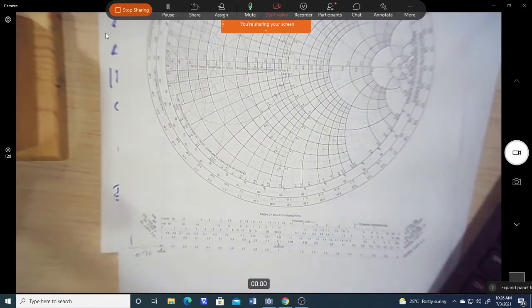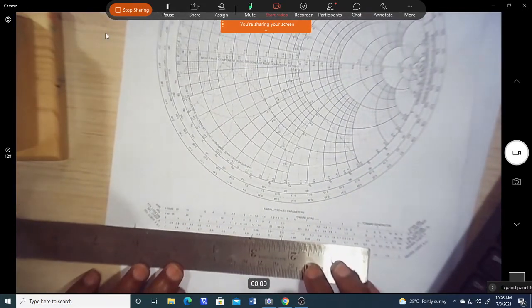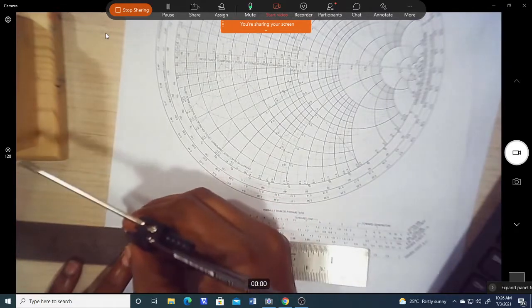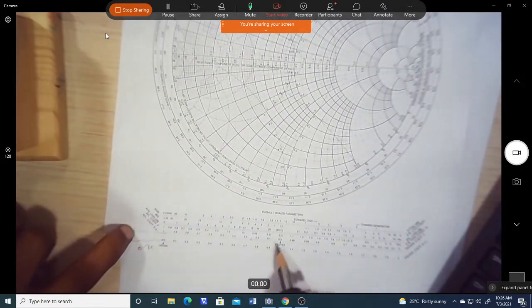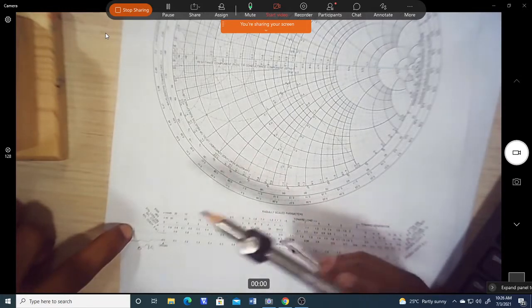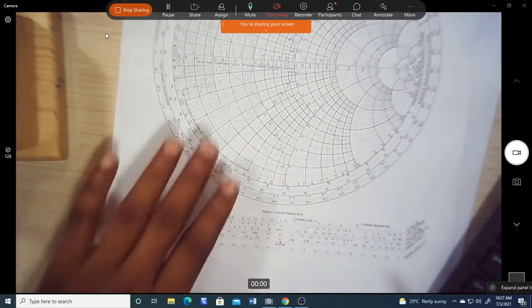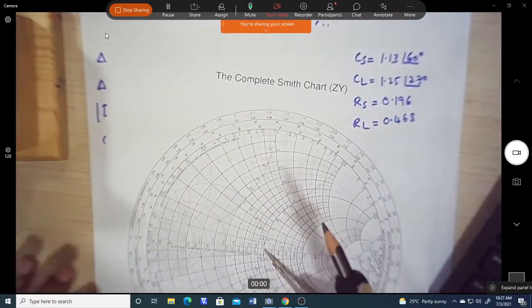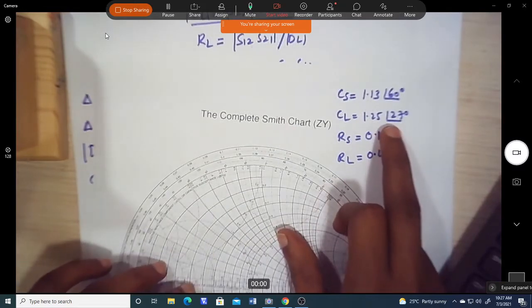Okay, so if I extend this reflection coefficient scale, the value from here to here is 1.25. That is the distance I need to take in order to locate the center of the output stability circle. So now take the center of this one, and look at the angle. The angle is 27 degrees.